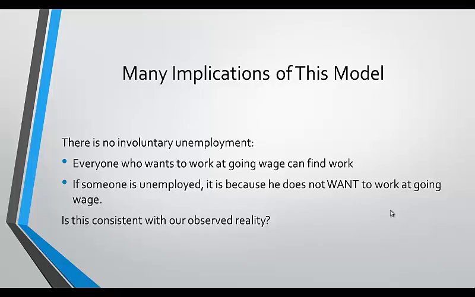In particular, this model has the following very important implication, that there is no involuntary unemployment. In equilibrium, anybody who wants to find work at the going market wage level can find work. And so the only person who will be unemployed is someone who doesn't want to work at the going wage rate. He wants to work at a wage which is higher than the equilibrium wage level. So is this consistent with what we observe in the real world? Can somebody give me an example which shows that this is not actually what the real world looks like?